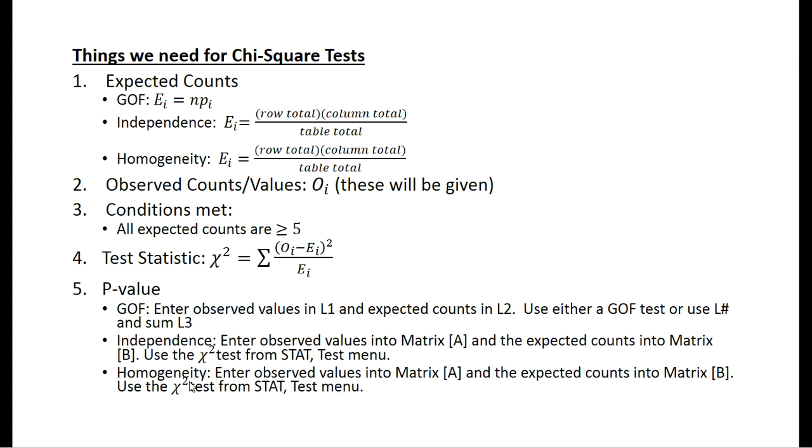For independence and homogeneity, those are the same, so that's where we use our matrices. Observed values go into matrix A, expected counts into matrix B, and then we use that chi-squared test from the stat menu. So remember, that's stat, test, and then that chi-squared test is way down at the bottom, so you just have to keep pressing down, and then that menu will come up where it will have those matrices already in there, and then you just press enter.